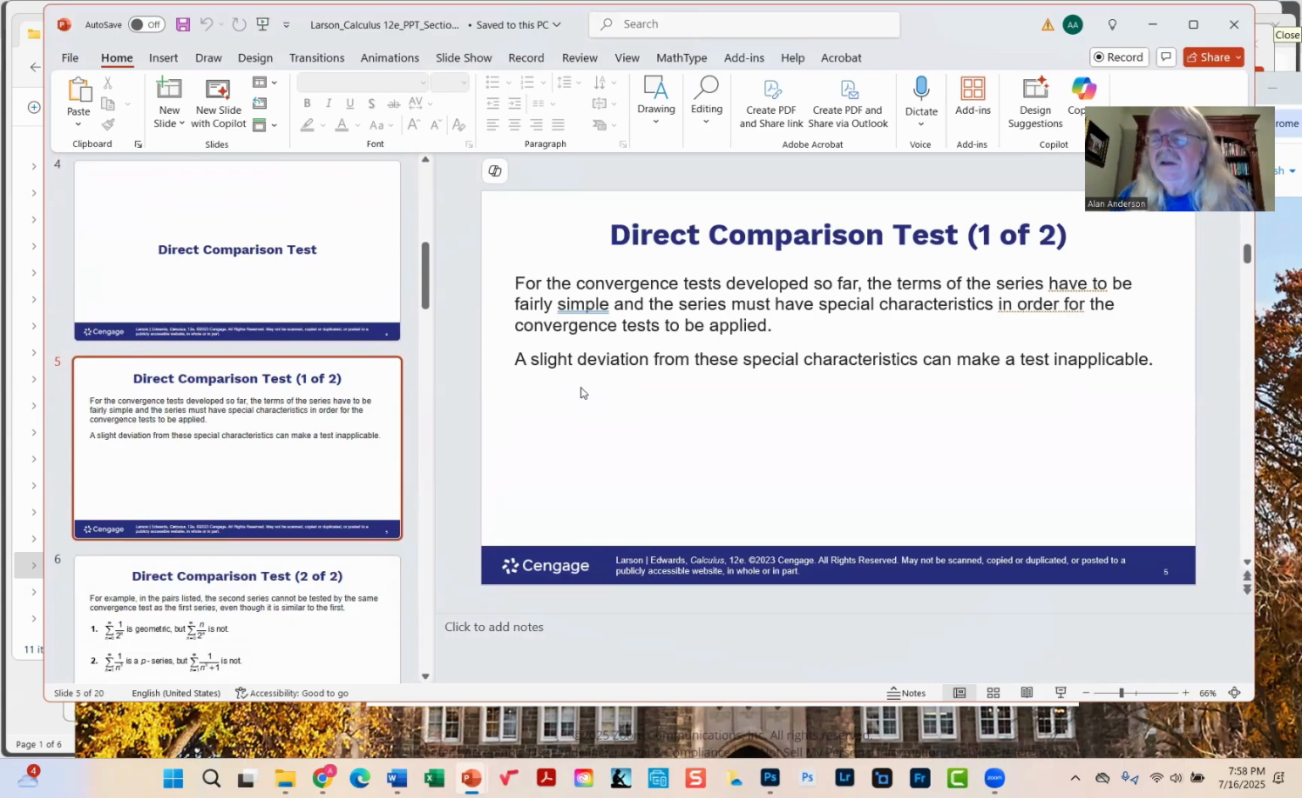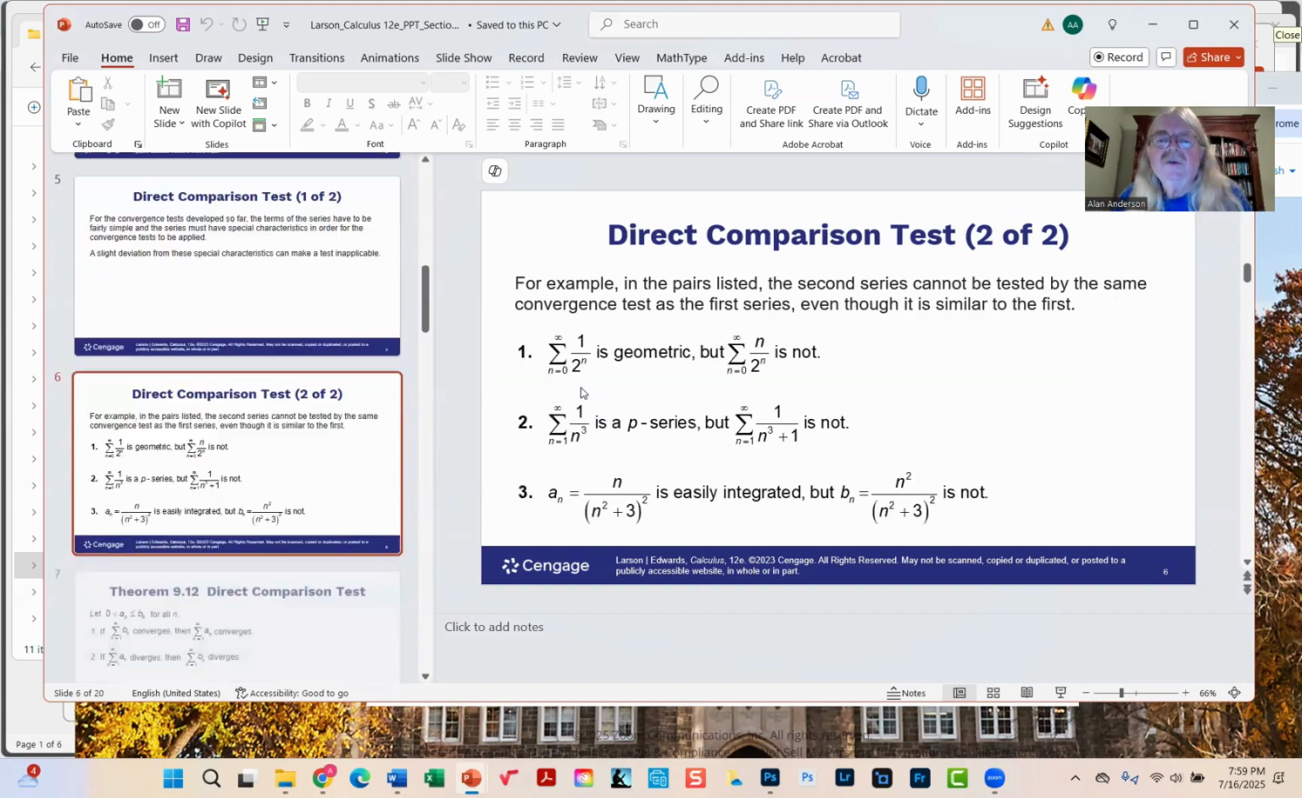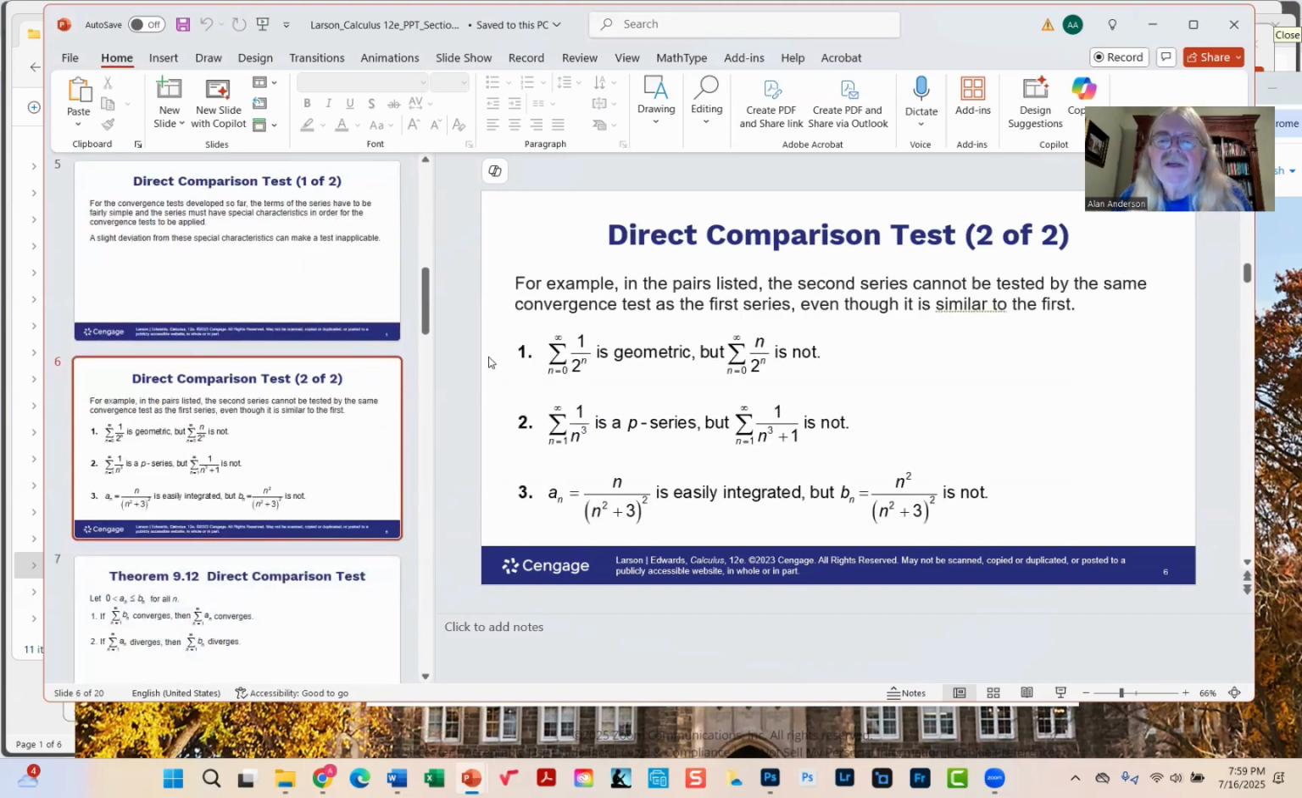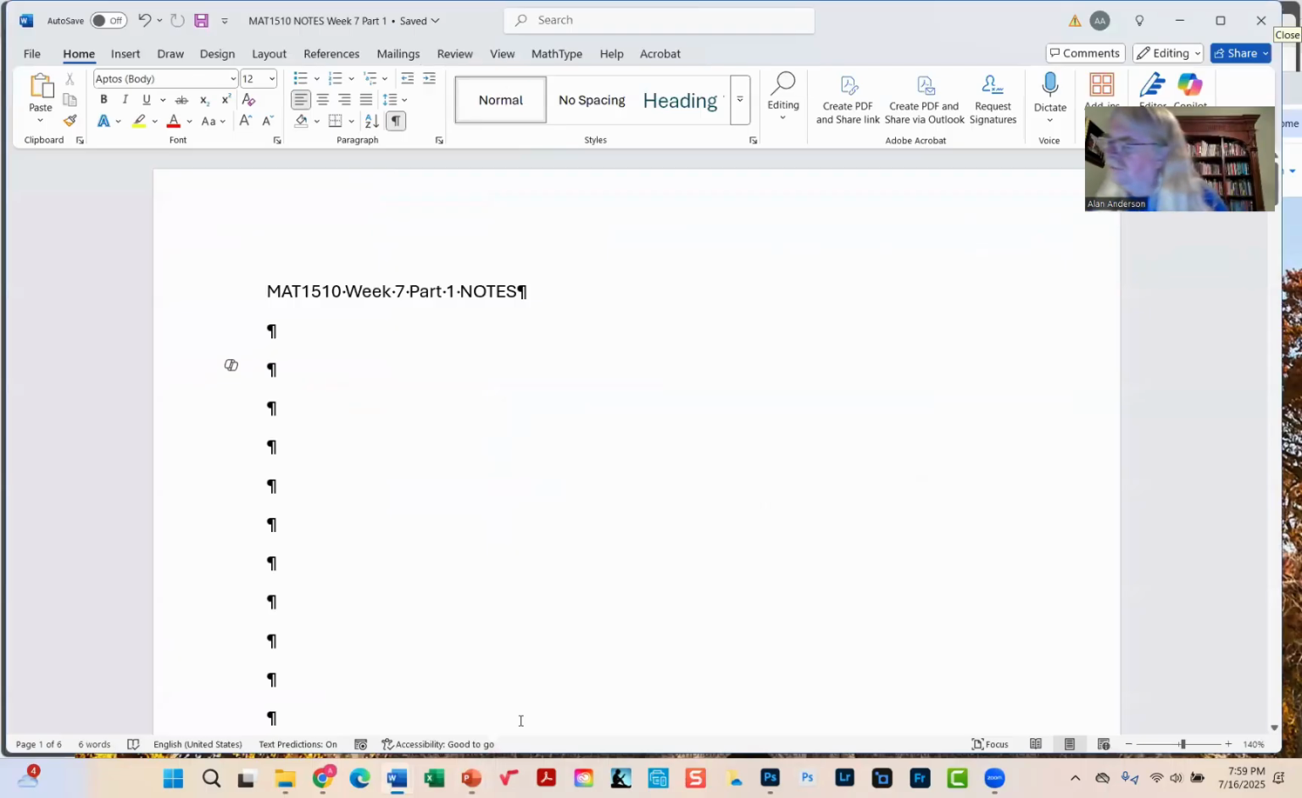They're making the point here that the tests we've seen so far have been based on the assumption that the series had a certain pattern to them. There was some kind of a very obvious formula that we could follow. And they're also saying here that even subtle differences can throw off our ability to use different tests. So here's an example of what they're talking about. Now, here you've got 1 over 2 to the n. And if you remember from way back, this is a geometric series.